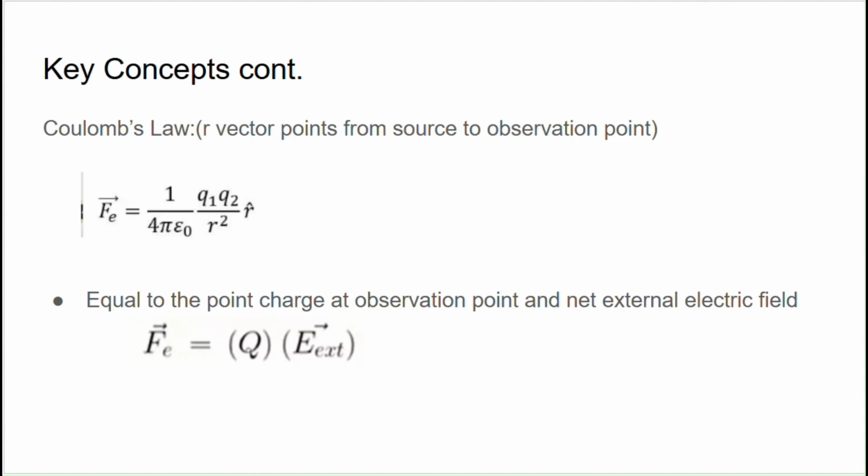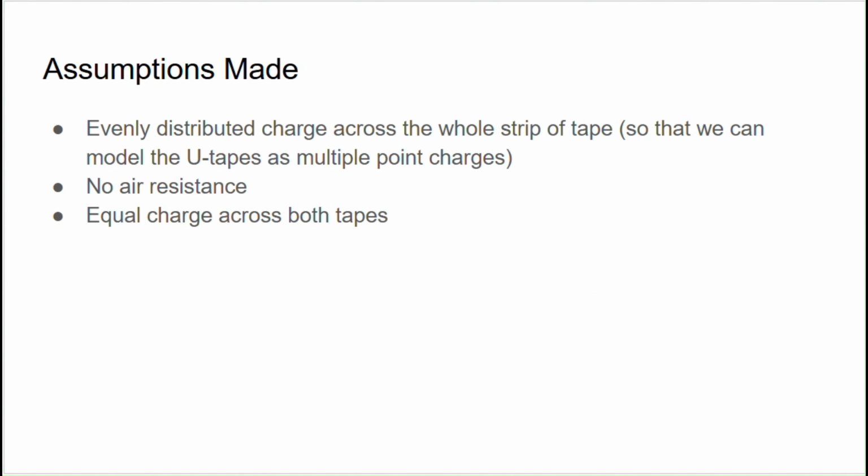For Coulomb's law, the r vector points from source to observation point. The equation is k times both charges over r squared times r hat, and then we set the point charge at the observation point and the net external electric field equal to each other, to the force. Some assumptions made were evenly distributed charge across the whole tape, so that we can model the tapes as multiple point charges. There's no air resistance, and there's equal charge across both of the tapes.